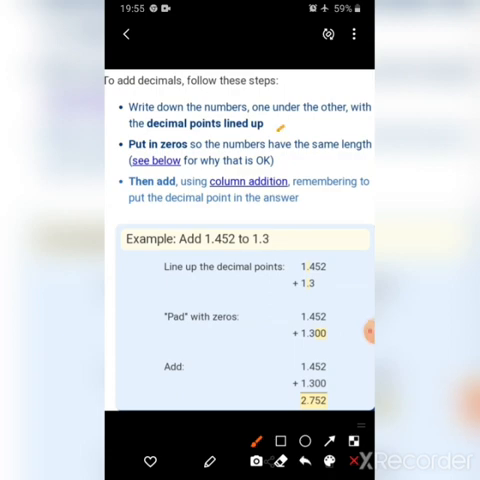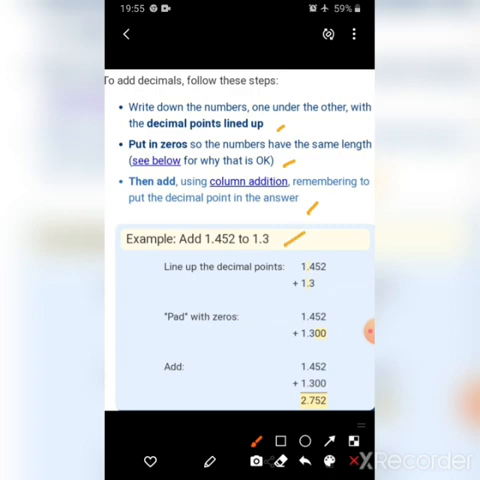Put the 0 so the numbers have the same length. Then add using column addition, remembering to put the decimal point in the answer.